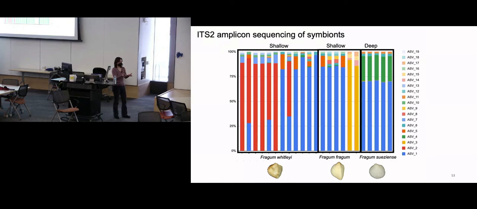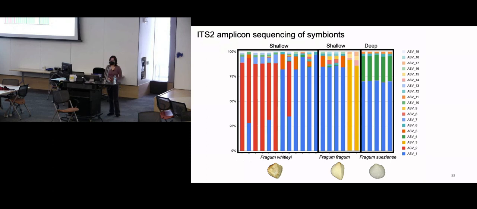They actually have different symbiont composition as well. It appears there is one blue symbiont lineage that can be found in all three species. It might be a host generalist. And then we have specialists, like the green ones that are only found in the deep species, the yellow one only found in fragum, and the red one only found in whitelii. So even some of the symbionts really appear to be host specific.